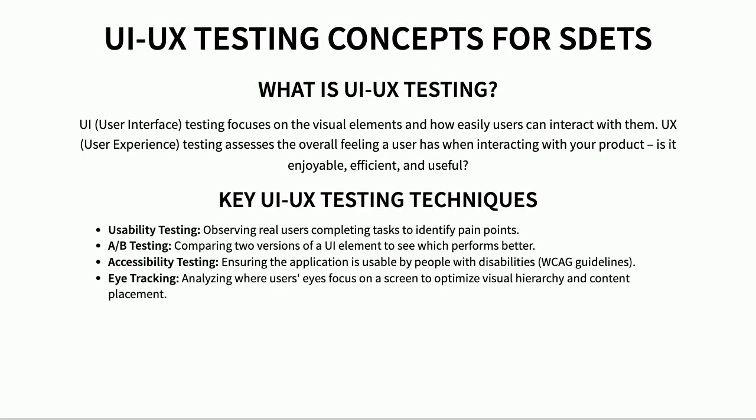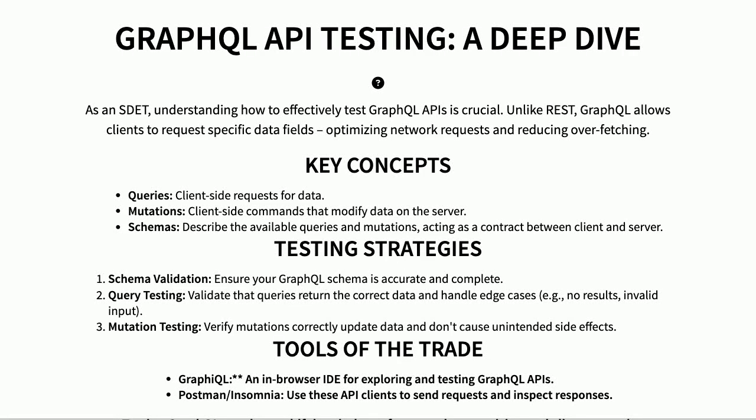Let's talk about UI/UX testing. It's super important for SDETs. Basically, we want to make sure our apps are not only functional but also a joy to use. UI testing focuses on how the user sees things and whether it's easy to navigate. UX testing digs deeper into the feeling users get, whether they are efficient, and whether they can find what they need. We'll look at some common techniques like usability tests, where we watch real people interact with our software, A/B testing to compare different designs, making sure things are accessible for everyone, and even eye tracking to see exactly where users are looking.